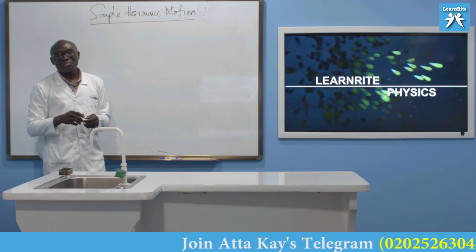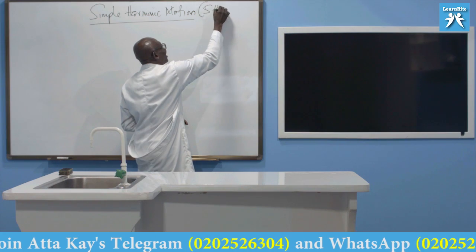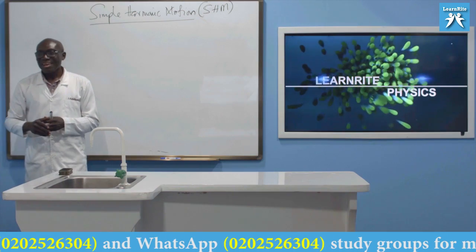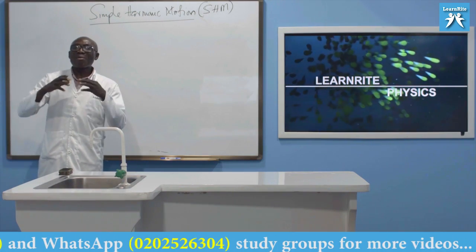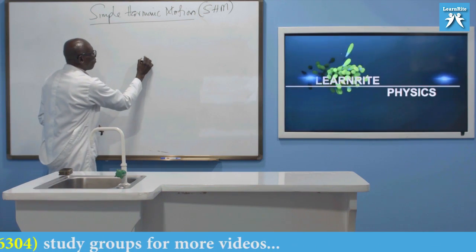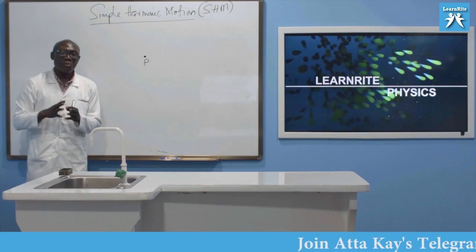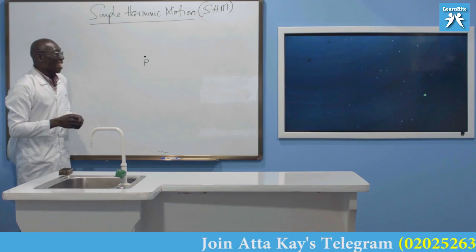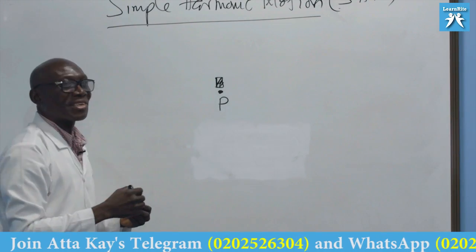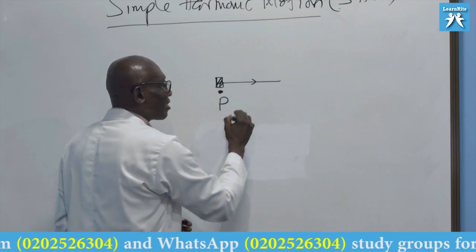Now, the short form of simple harmonic motion is what we call SHM. So what is simple harmonic motion at all? Let me take a point P and call that point a fixed point. And I have a body at this point, which we call the fixed point. Now, the body moves away from this fixed point.